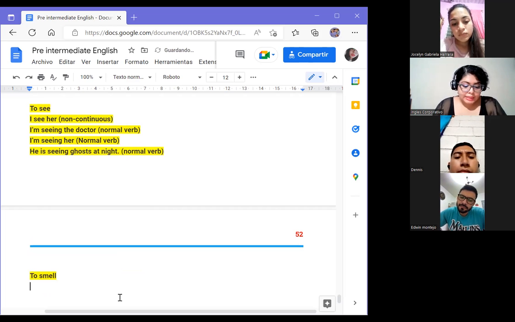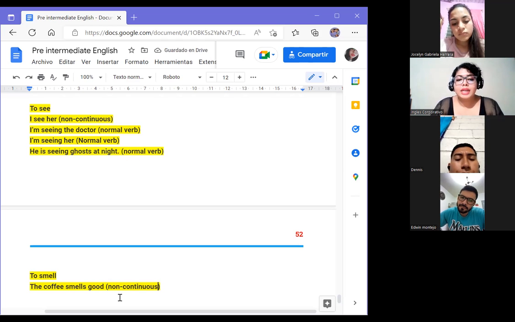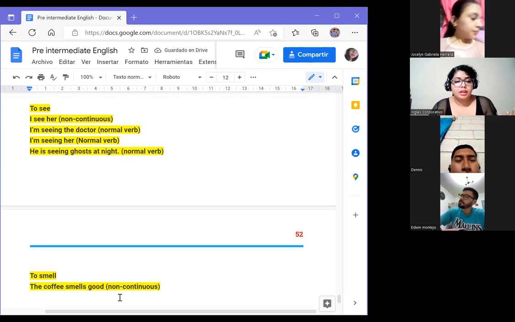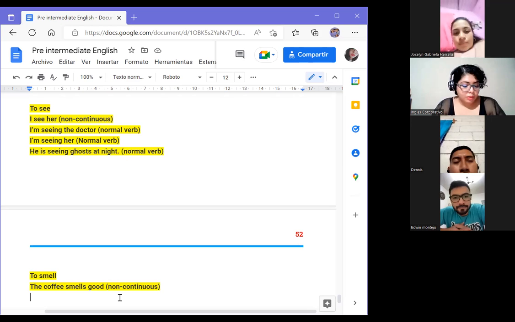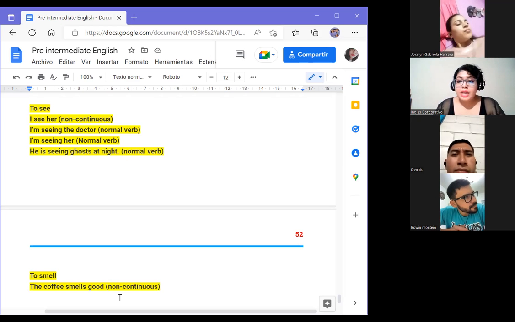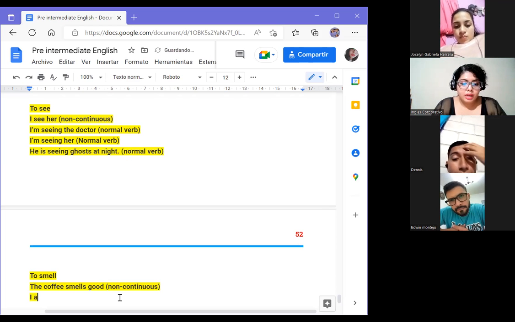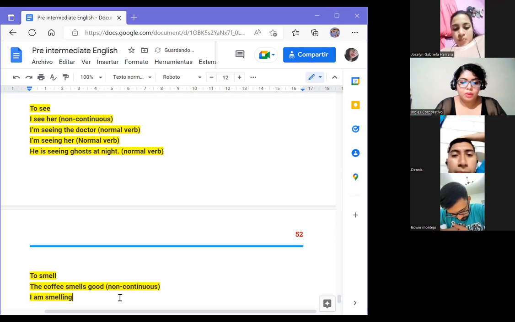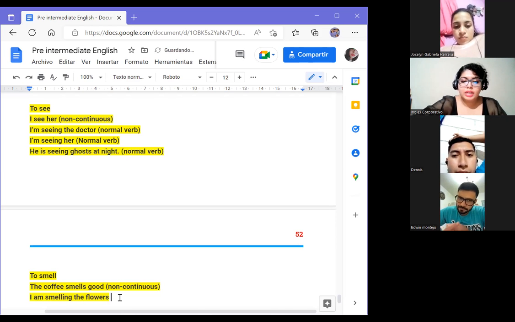And we have the example: The coffee smells good. In this case, we have a non-continuous verb, because the coffee has a good smell. In that case, we are not smelling. It's the smell of the coffee. Then in the second one, we have, I am smelling the flowers. I am doing something. I am performing the action. I am smelling the flowers. So in this case, it's a normal verb.